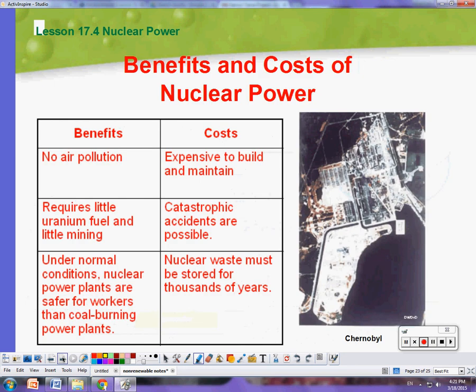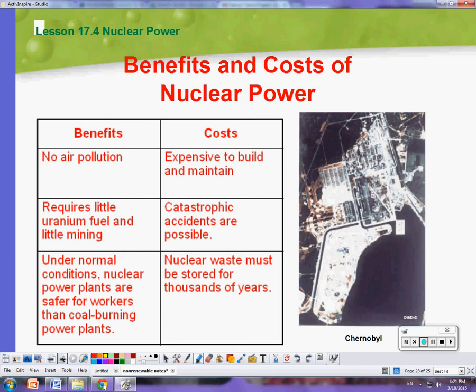Okay, benefits to nuclear power. Yes, I want you to write this down. There's no air pollution. It requires very little fuel to start and very little mining. Under normal conditions, it's actually safer for the workers. Costs, it's very expensive.